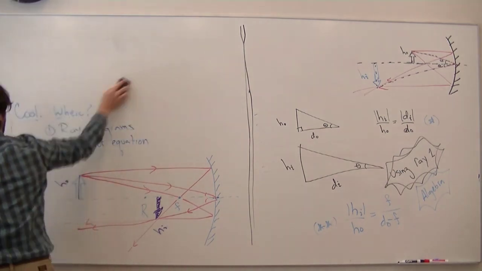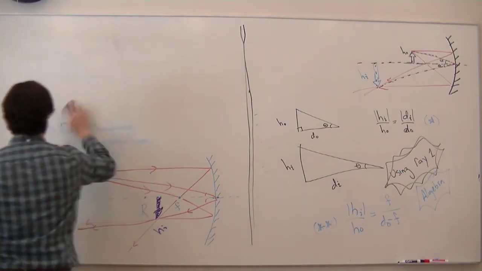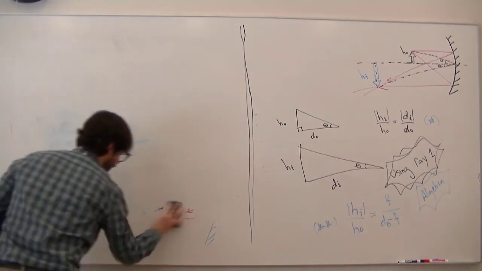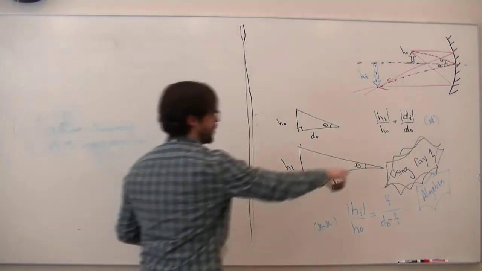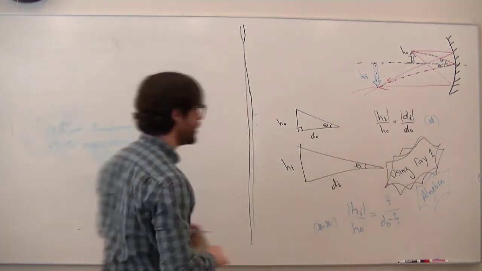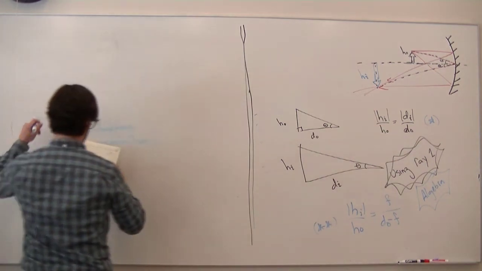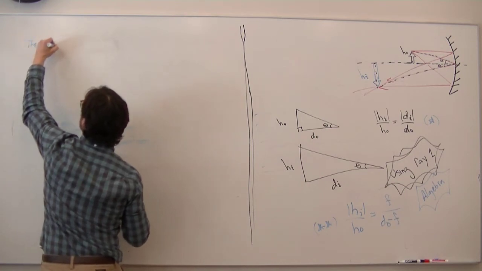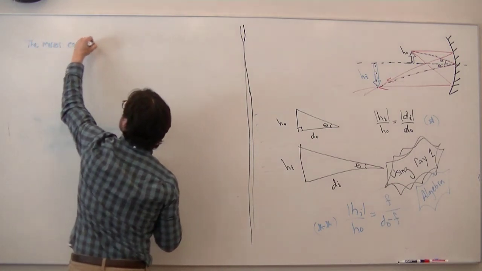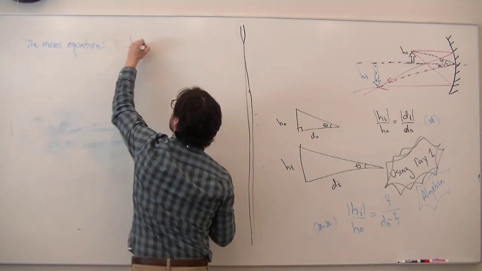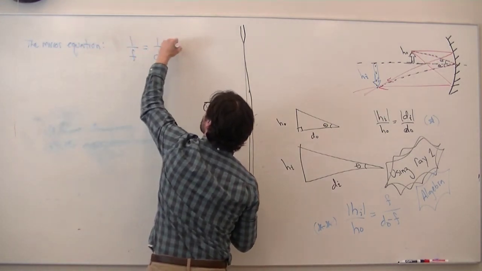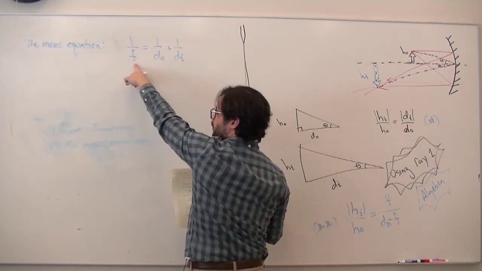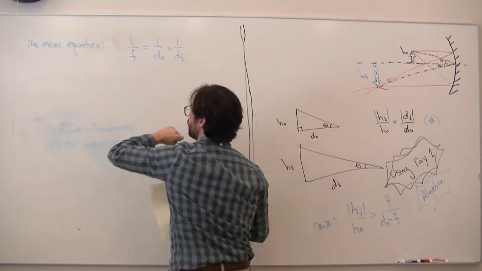One is that we can figure out where the image is given the object and the value of the focal length. And two, we can just remember this right triangle that has the strict similarity ratio relationship. And we can get, after a little bit of algebra, the mirror equation: one over f equals one over d naught plus one over di. This could be positive or negative. And when we talk about convex lenses, this could also be positive or negative.